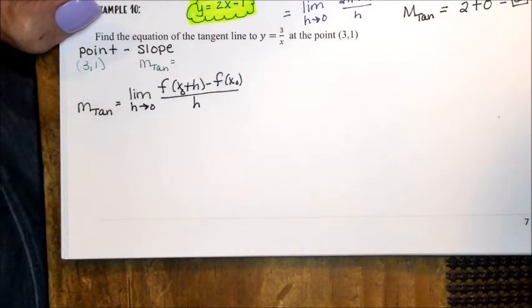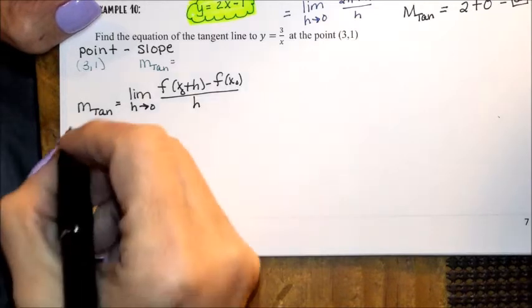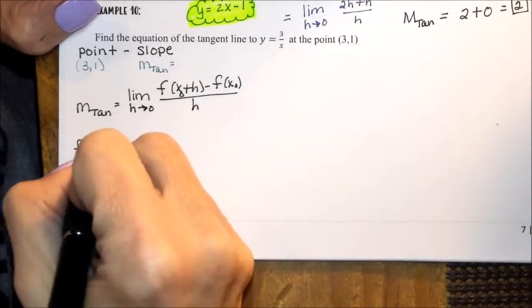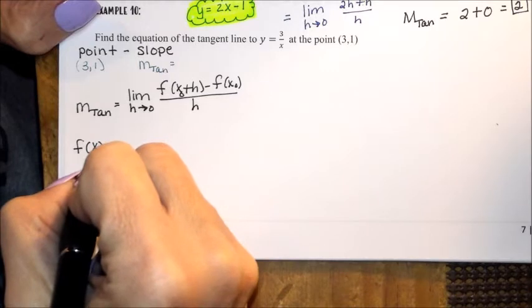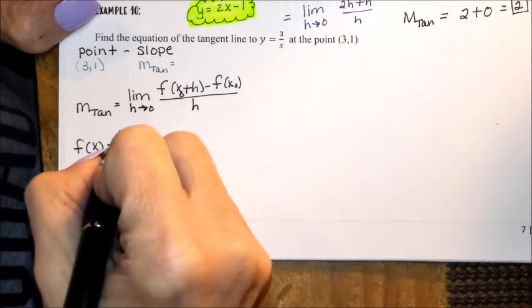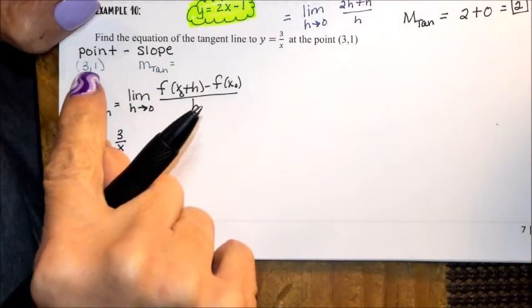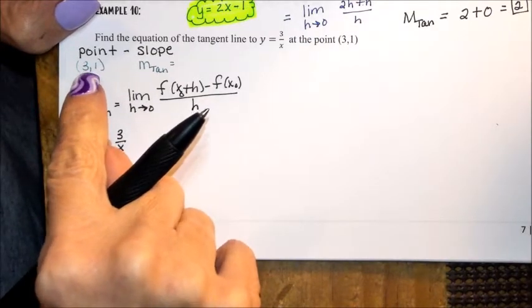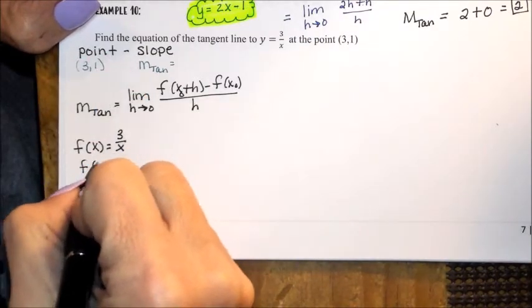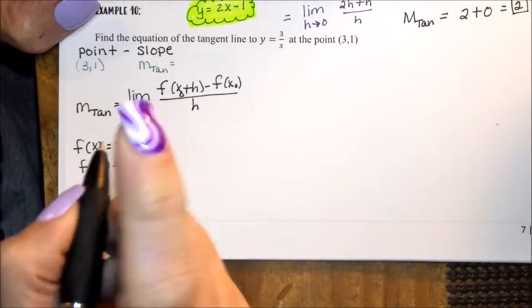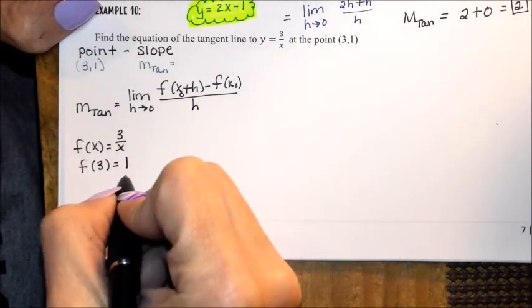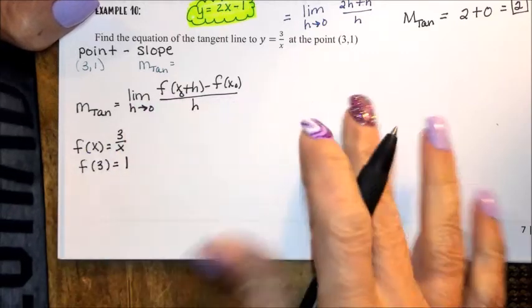Can I figure out everything to plug it in? All right, well, let's see. What is f of x? f of x is 3 over x, okay? I know f of 3, right? f of 3 is what? f of 3 is 1. All right, so I'm going to let you think about that for a second.